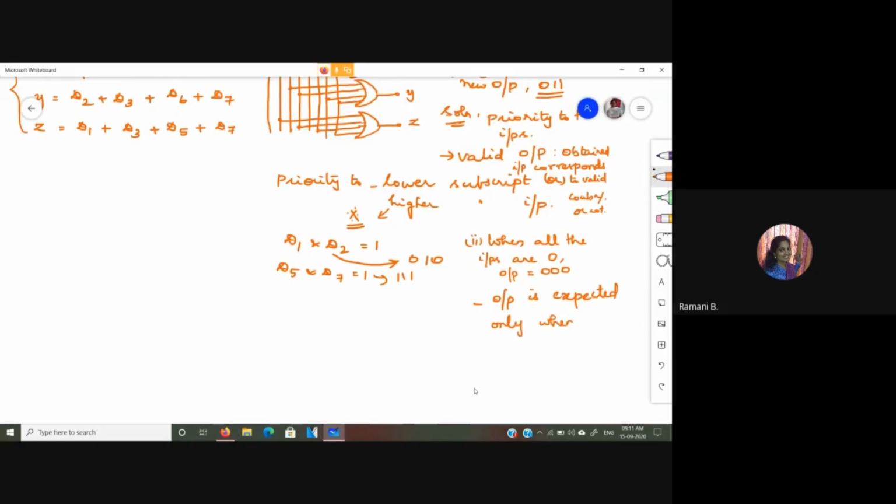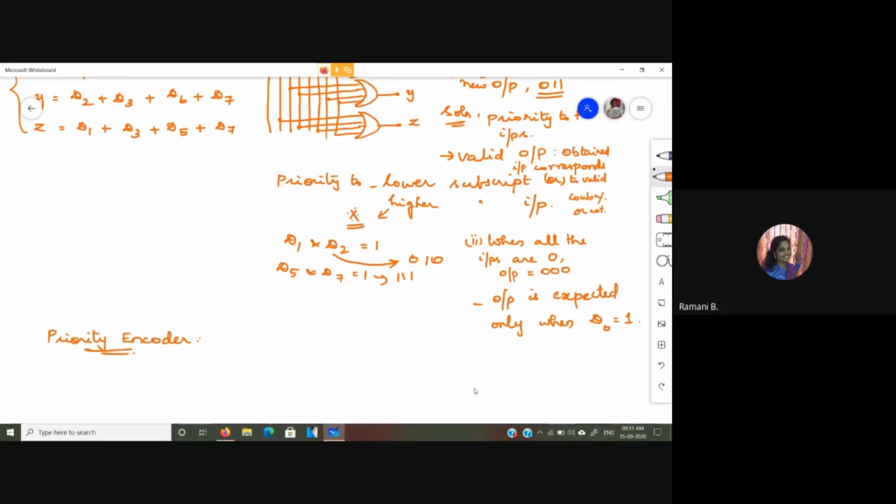only when D0 is equal to 1. So these are disadvantages with the normal encoders. So for that purpose, we go for priority encoder. Okay. So to overcome the disadvantages in these encoders, we go for priority encoder. This is usually asked for 2 marks. What are the disadvantages of an encoder and how you can overcome it? Okay?